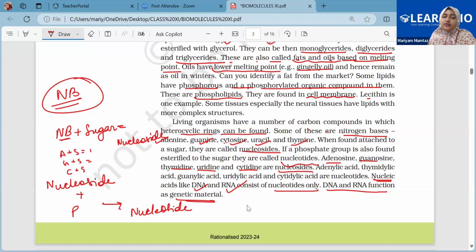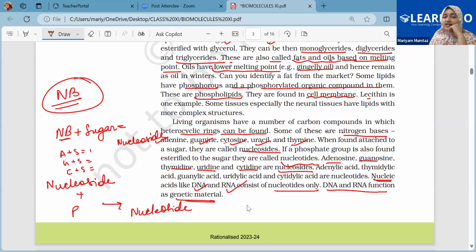Cytosine plus sugar is equal to cytidine. But when they are attached with the phosphate group, for example, adenosine plus phosphate group becomes adenylic acid. Guanosine plus phosphate group becomes guanylic acid. So depending upon the groups they are attached to, they can be nucleoside and nucleotide.